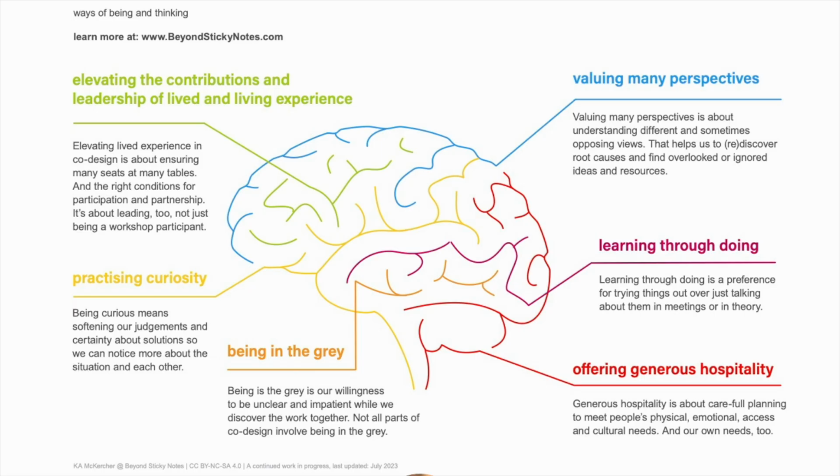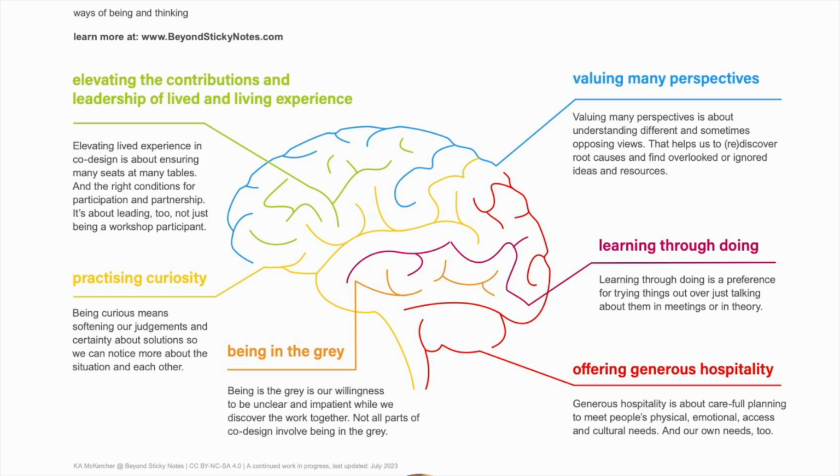Another mindset that's really important for co-design is practicing curiosity, softening our judgments, extending grace, and letting go of a little bit of certainty that we have. It's difficult to do, but really important as we come together as a community. Third mindset for co-design is being in the gray.